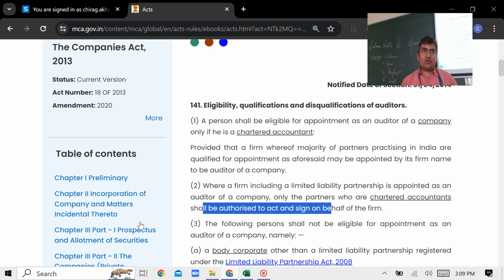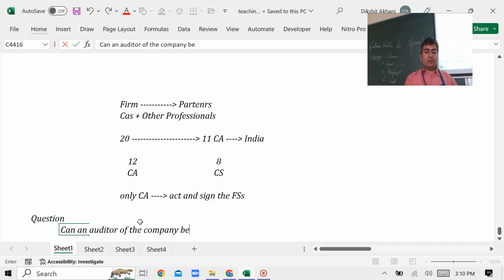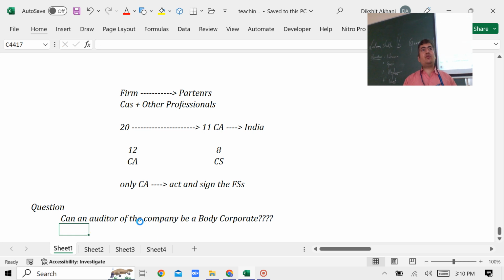I think that's a wonderful question. In short, this is the exam question. Chalo, usi ko yahan pe le lete hain, clear out. Can an auditor of the company B be a body corporate? That is my question, and this question is for 5 marks. What's supposed to be the answer?